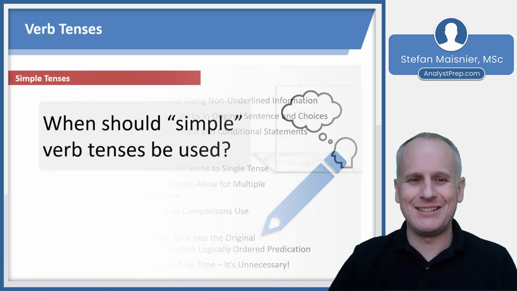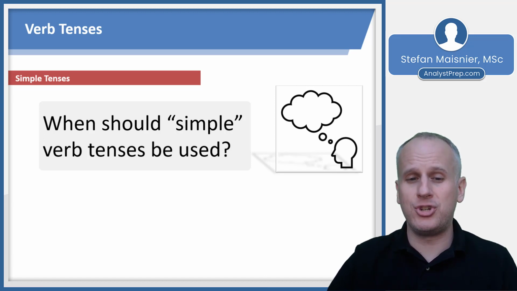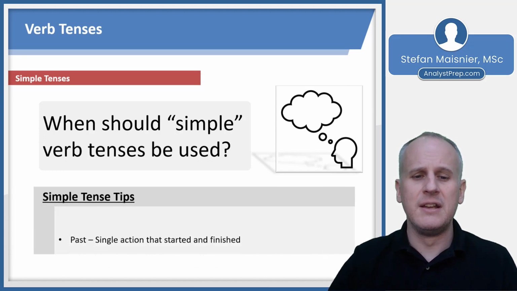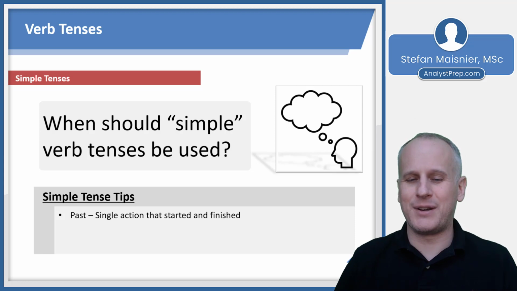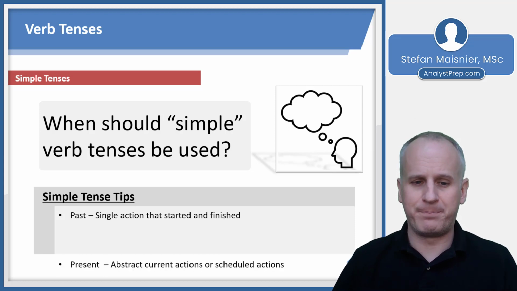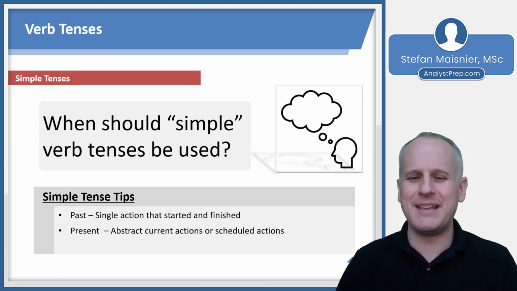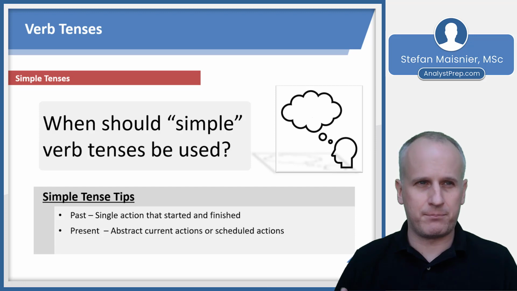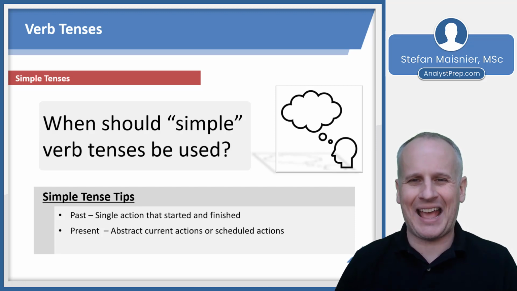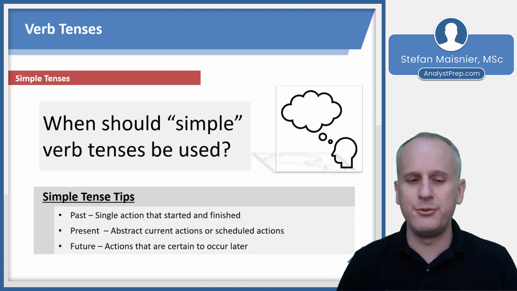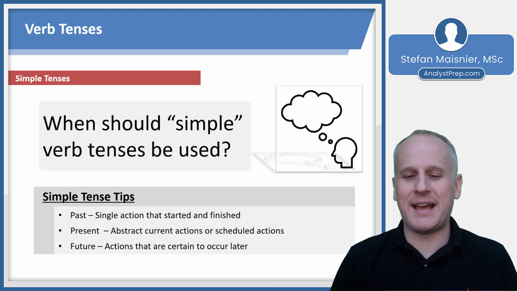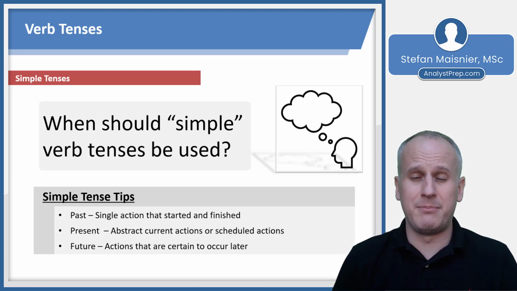So let's take a look at simple tenses. So when should simple verb tenses be used? First, we know that simple past is just when a single action started and finished. Simple present is going to be an abstract current action or a scheduled action. And what that means is that it's something that is presently abstractly occurring, but not necessarily at this very moment. And future simple future tense is going to be an action that is just going to occur later, but not necessarily at a defined time.